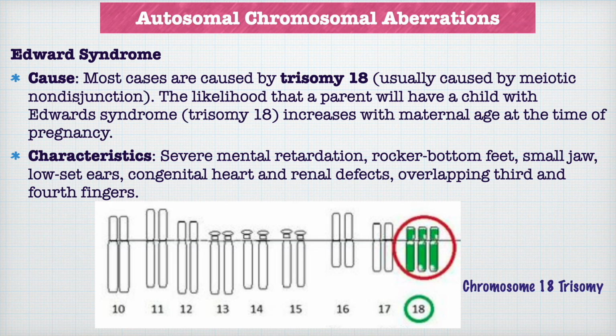Autosomal chromosomal aberration, Edwards syndrome. Most cases of Edwards syndrome are caused by trisomy 18. The likelihood that parents will have a child with Edwards syndrome increases with maternal age at the time of pregnancy. Severe mental retardation, rocker bottom feet, small jaw, low set ears, congenital heart and renal defects, and overlapping fingers are the defining physical characteristics of this syndrome. Only 5 to 10% of children survive beyond their first year. The disease is named after the English geneticist John Hilton Edwards, who described the syndrome in 1960.